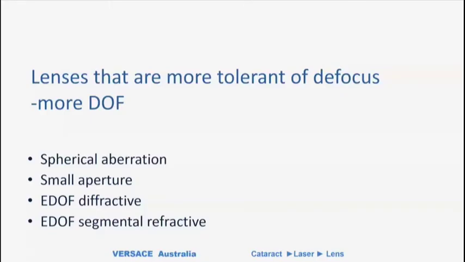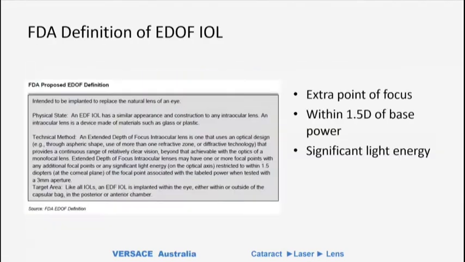So we talk about EDOF, we're talking about lenses that are more tolerant of defocus, which means they have an increased depth of focus. There are different principles by which you can achieve this. Now, spherical aberration we will talk about quite a bit because this is becoming an important concept that will become more and more important with different lens designs. Small aperture, this is the AccuFocus style of lens, and this is the only true EDOF lens, as I'll point out, but we'll talk a bit about that and think about how that fits into clinical practice today. There are diffractive EDOF lenses, and then importantly, there are segmental refractive EDOF lenses, which really offer a nice solution.